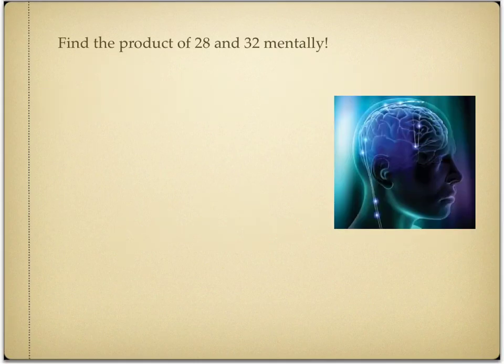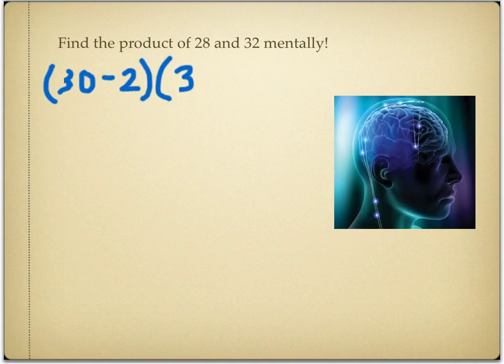Now, here's a good example of how you might use this difference of squares idea. So we have, see if we can find the product of 28 and 32 mentally. That means without a calculator or anything. So they're both pretty close to 30. So 28 is in fact 30 minus 2, and 32 of course is 30 plus 2. So sure enough, there's my difference of squares right here.